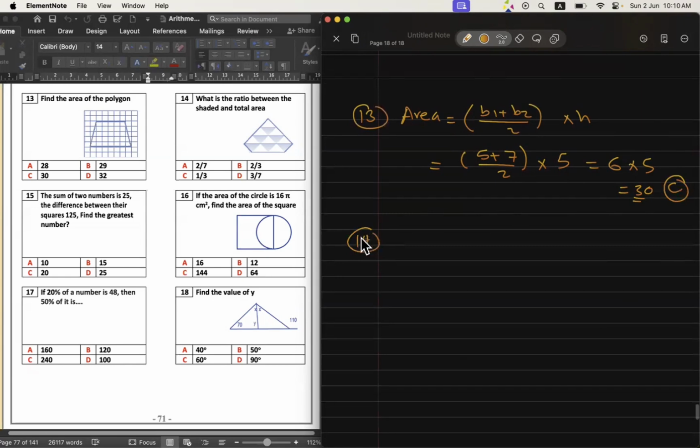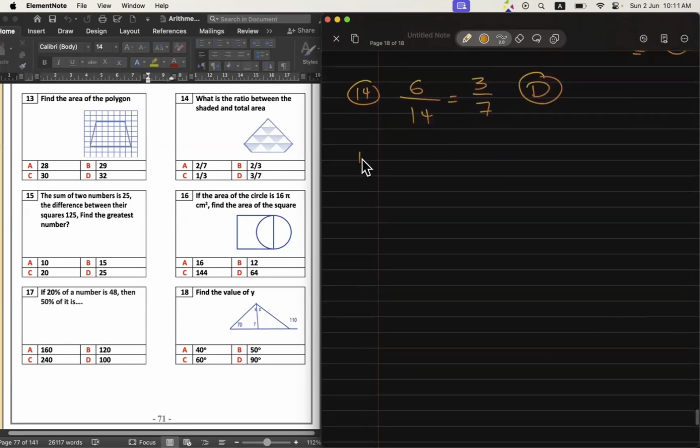Question 14. What is the ratio between the shaded and the total area? We'll count the number of shaded triangles: 1, 2, 3, 4, 5, 6. So it will be 6 over the total number of triangles with the same areas: 1, 2, 3, 4, 5, 6, 7, 8, 9, 10, 11, 12, 13, 14. So it will be 6 over 14, divided by 2 for both numerator and denominator, so it will be 3/7. So the answer is D.